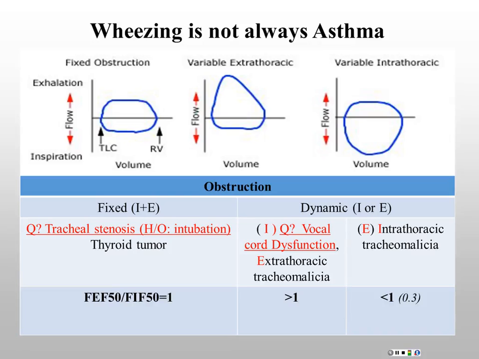The third loop, which is expiratory cutoff, can happen with intrathoracic tracheomalacia. Most commonly, they give you a question about tracheal stenosis or vocal cord dysfunction. These numbers here represent the 50% ratio, so you compare this area to this area. In fixed obstruction, these will be equal, and this will give you a number of 1. In case of inspiratory cutoff, this area will be longer than this area, and that's why you have a ratio more than 1. Here, the opposite, the ratio will be less than 1, or some books will say less than 0.3.